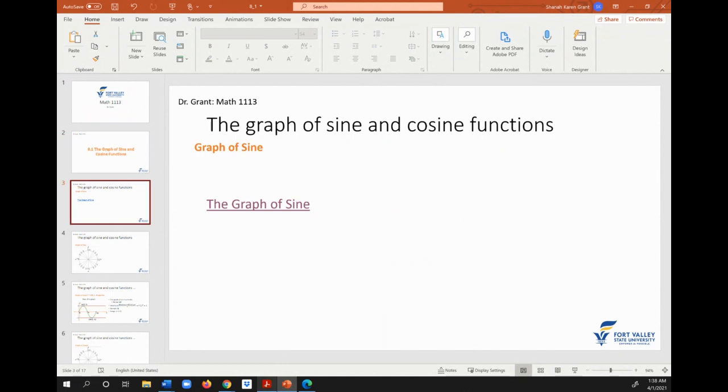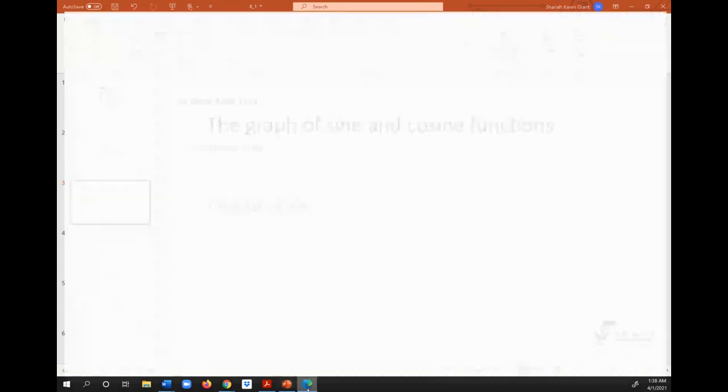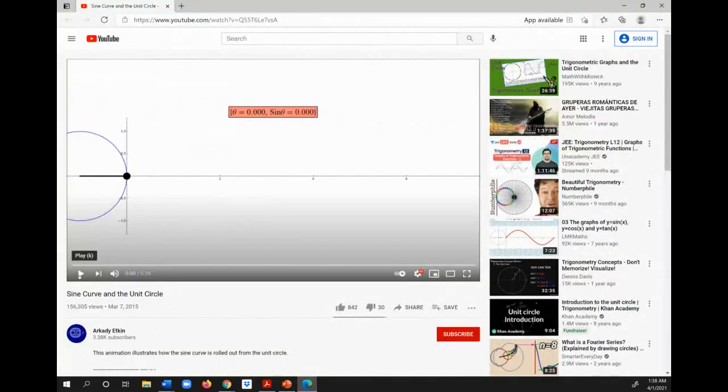So to demonstrate the graph of sine, I'm going to play a video. We're already familiar with the unit circle. So when we're doing the graph of sine, it's basically unfolding the unit circle.